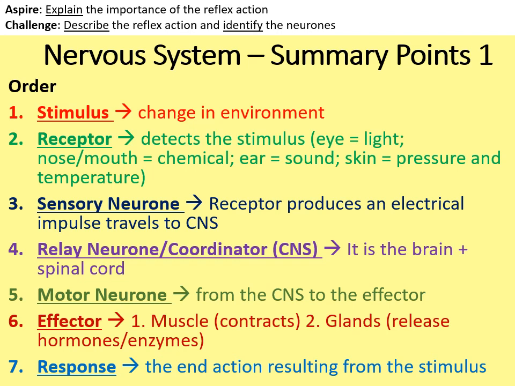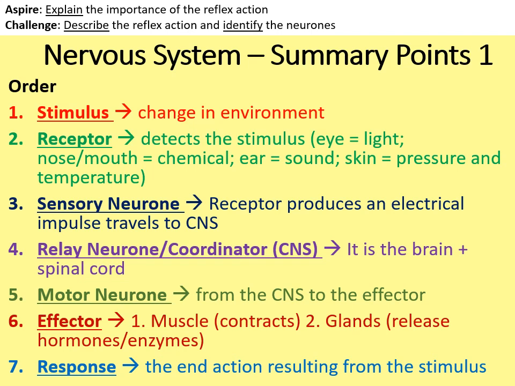Stimulus, which is the change in the environment. Receptor detects the stimulus. Sensory neuron, it's the receptor that produces an electrical impulse that travels to the CNS. Relay neuron or coordinator, brain and spinal cord. Motor neuron, from the CNS to the effector. The effector, the muscle contracts or the glands release hormones and enzymes.